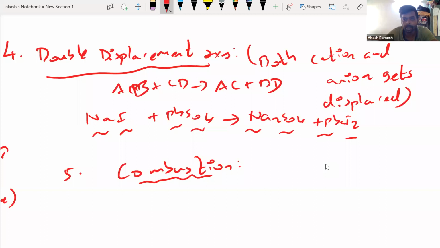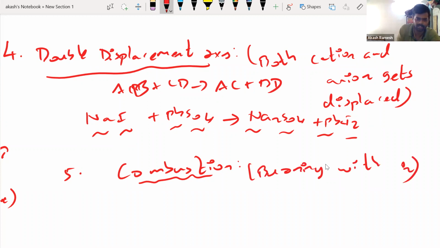Can someone define combustion reaction? Substance burns in the presence of oxygen. Absolutely. That's it. That burning with oxygen. Right, burning with O2 is what your combustion reaction is, right?